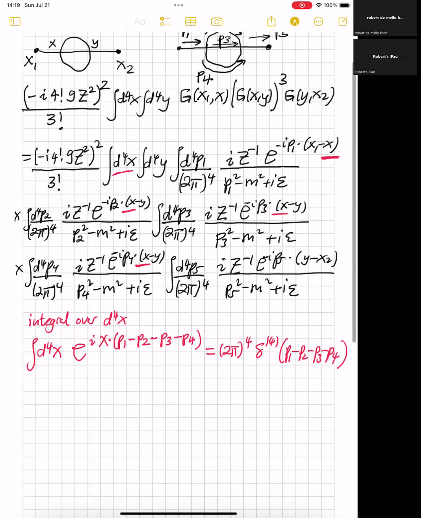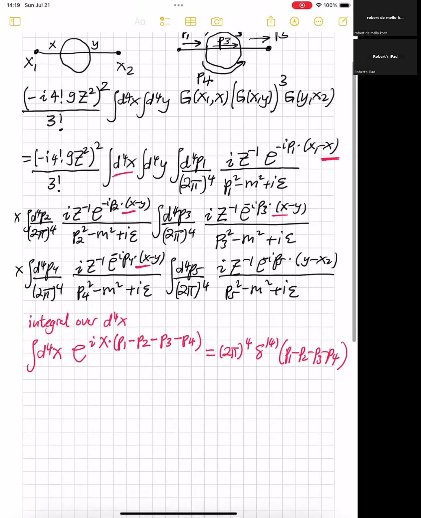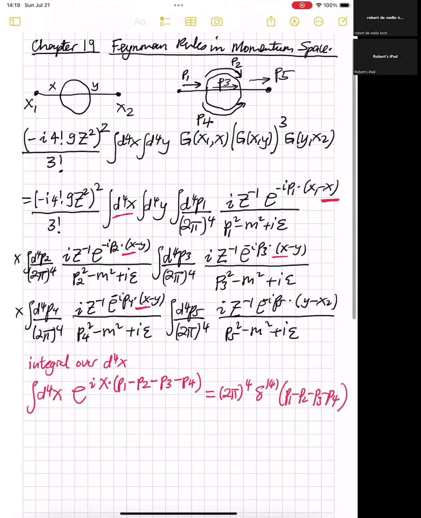And what you can see is this is again that integral of an exponential giving you a delta function. So you can see once again how important this formula is. Great. Okay, we'll continue in a moment.